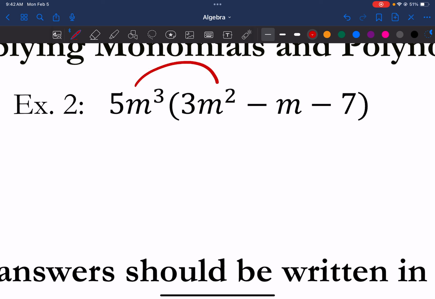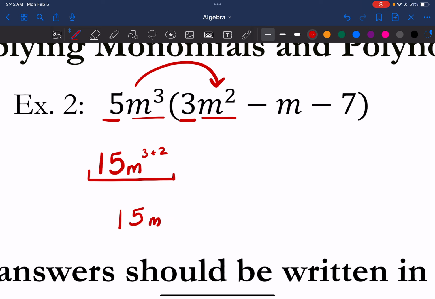So we're distributing this whole thing. What we want to do is multiply our coefficients, so positive 15, and then we have our m cubed and m squared, which makes this an m to the 3 plus 2. If we were to simplify this, we get 15m to the 5th power, right? When we're multiplying our variables with the same base, we add the exponents.